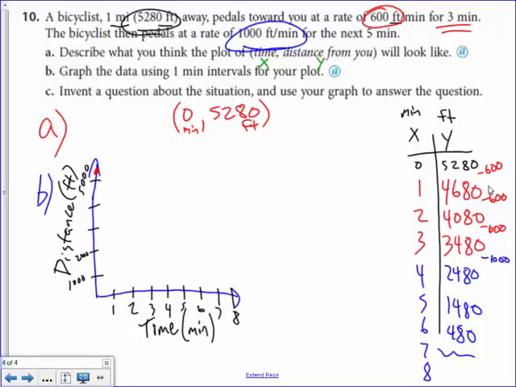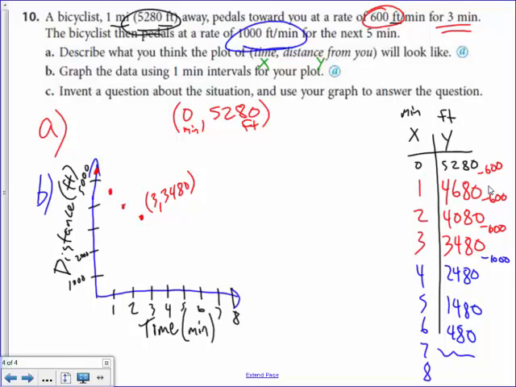So I got 1, 4,680. And then 2, 4,080. So it should kind of make a straight line right off the bat. Obviously, I did mine by hand, so it's not the greatest. So it should still make a straight line. And then 3, 3,480. I'm just going to write that one so we can see 3,480.